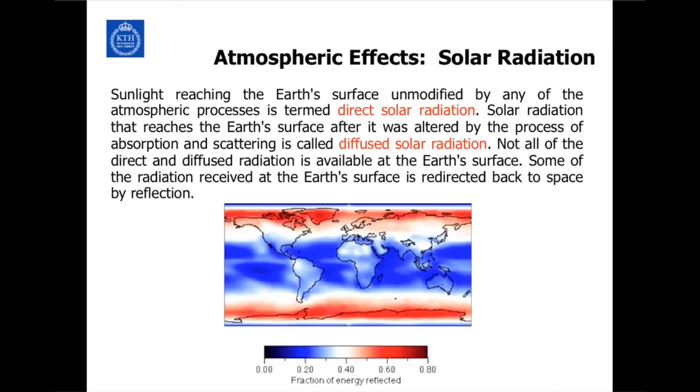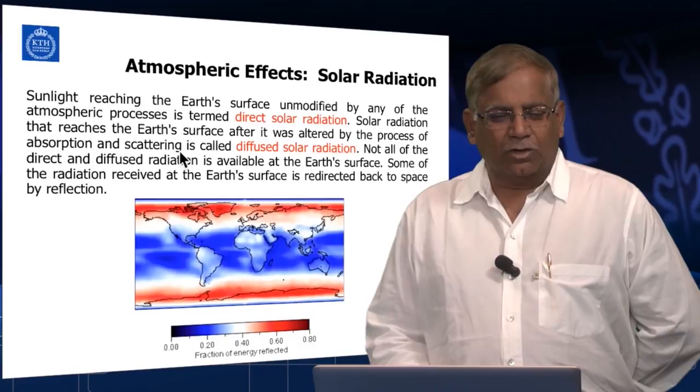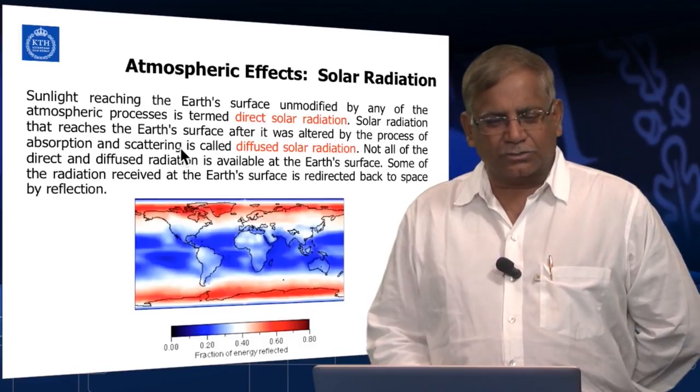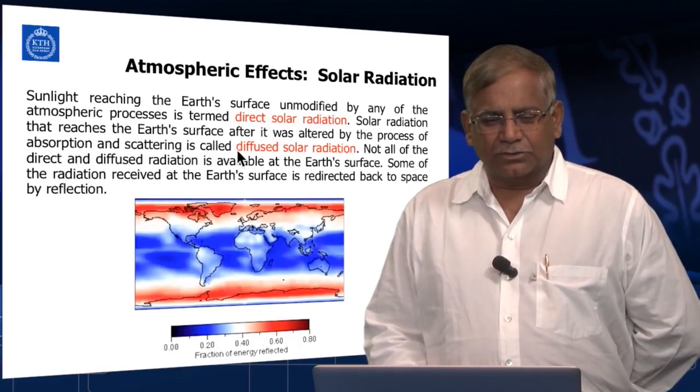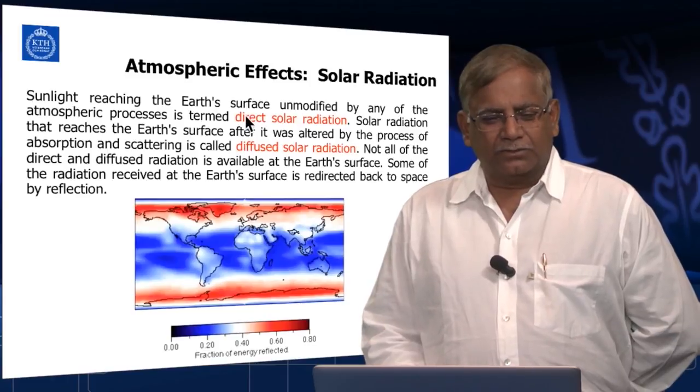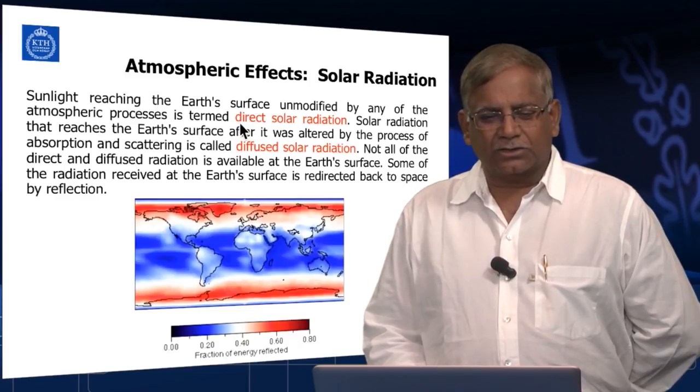There are other effects here. When the radiation comes from the sun to the earth, there are atmospheric effects on the solar radiation, in terms of scattering and absorption. For example, clouds have water droplets which scatter the solar radiation, and there is also absorption taking place, and when that happens we call it diffuse solar radiation. But when there is no atmosphere, then we have what is called direct solar radiation.